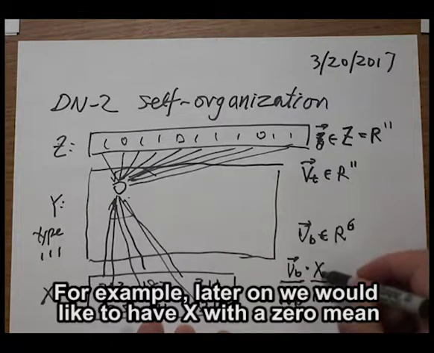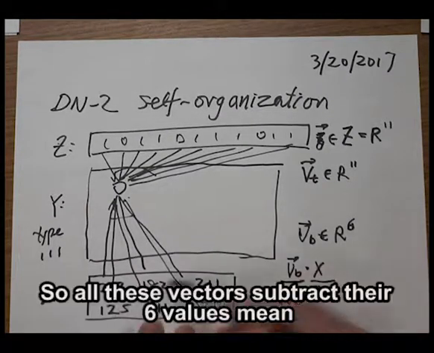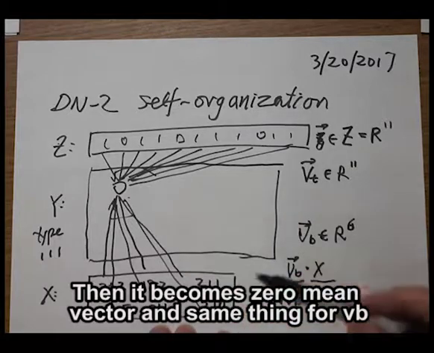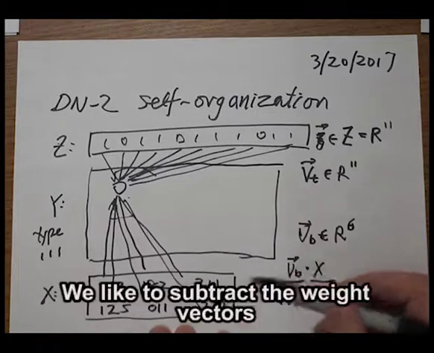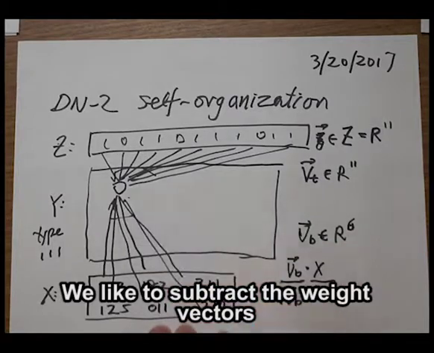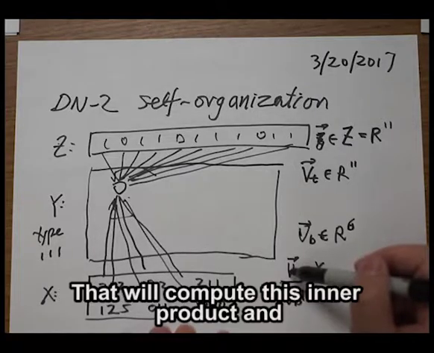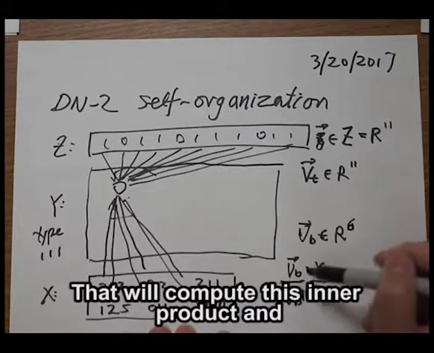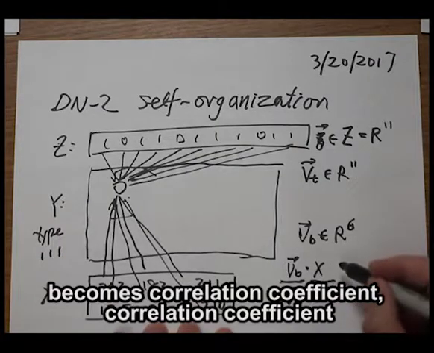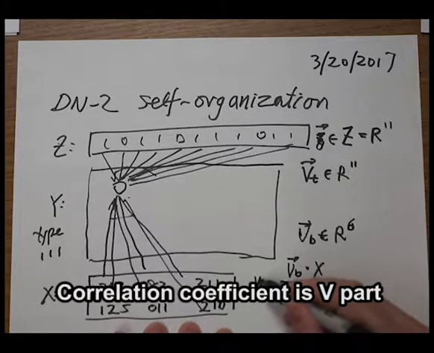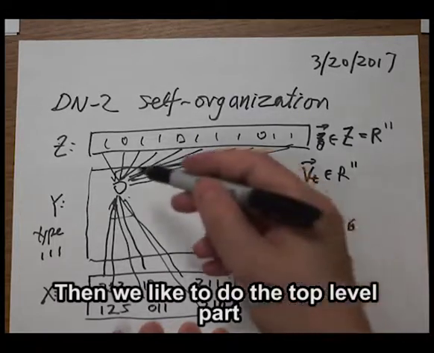Also, we would like x to have a zero mean. So for all these vectors, we subtract their 6-value mean, and then it becomes a zero-mean vector. Same thing for VB. We subtract from the weight vectors so that they have zero mean. Then computing this inner product becomes a correlation coefficient. That is the bottom-up part. Then we like to do the top-level part.